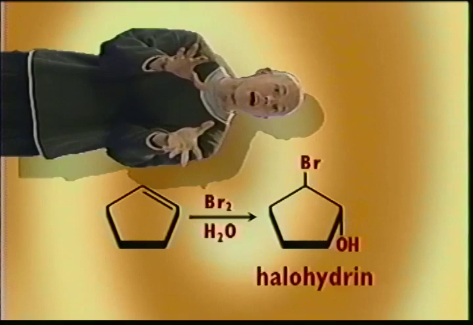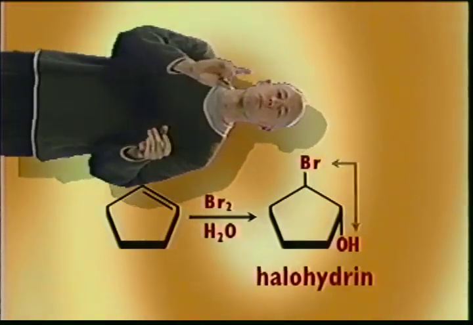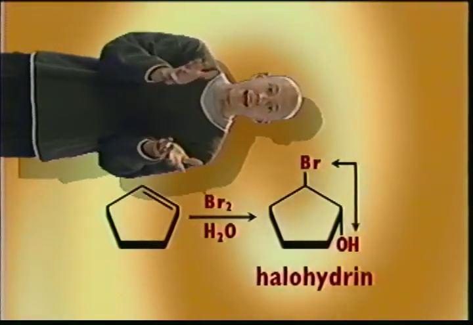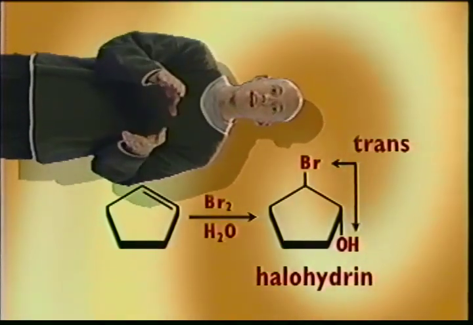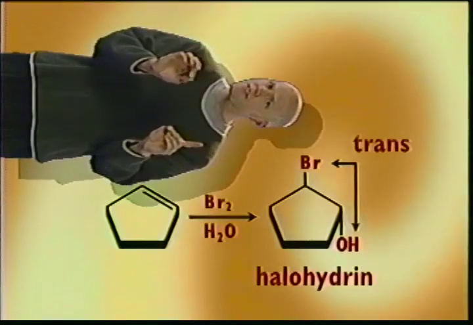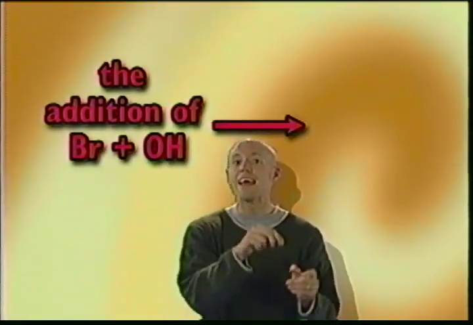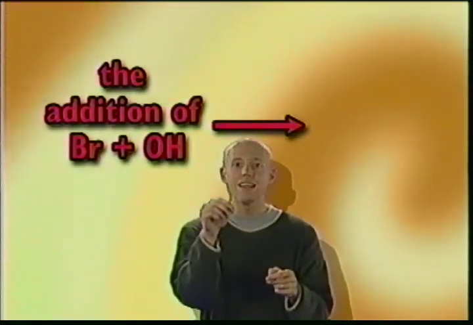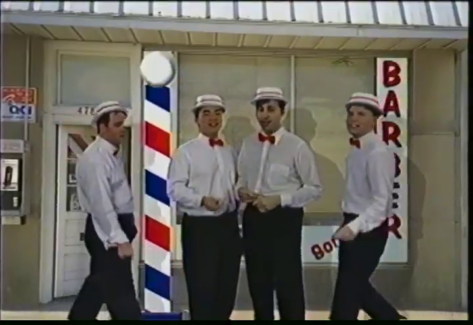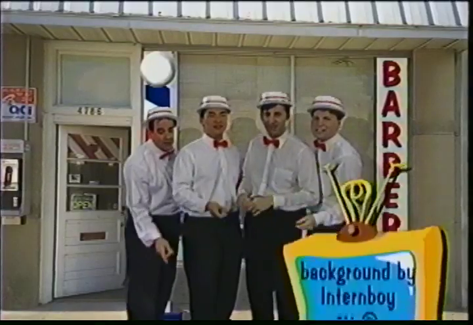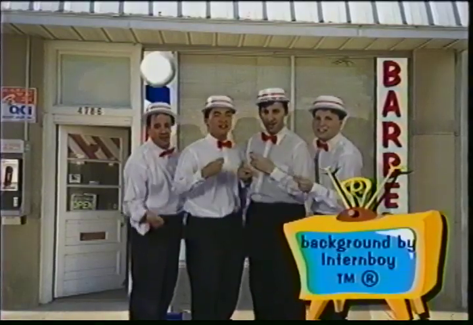It was a snap. We've got our wonderful halohydrin product, and the bromine and the OH group of the halohydrin end up trans to each other across what used to be the double bond. So we say that the addition of bromine and an OH group to the alkene double bond is anti. The addition is anti.